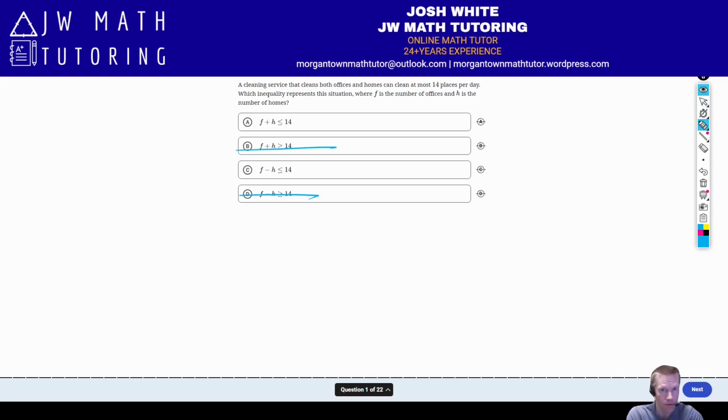And the offices and homes are both being cleaned, essentially together. So we want F plus H to be less than that. It doesn't say anything about the difference between, no more than 14 more offices being cleaned compared to homes. That's what would have to be for letter C to be correct. So the correct answer to this one is just going to be letter A.